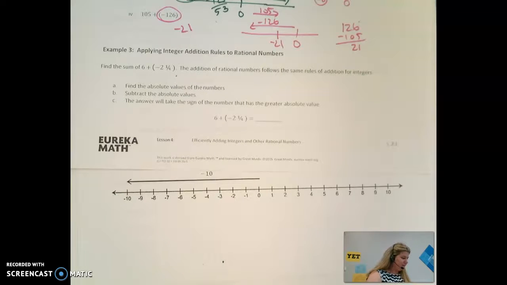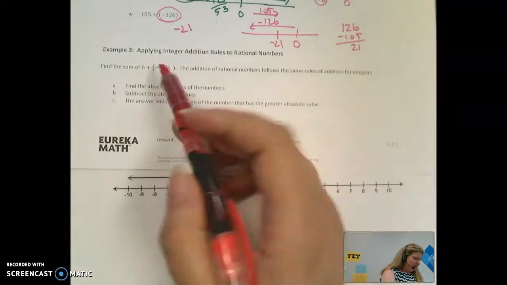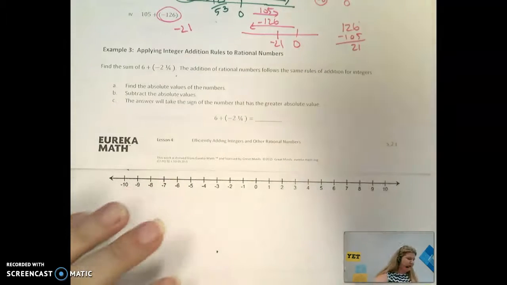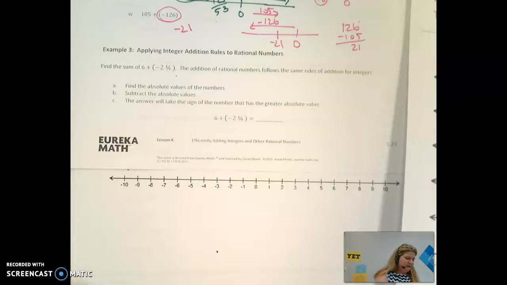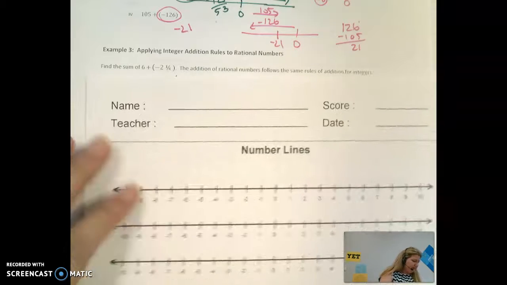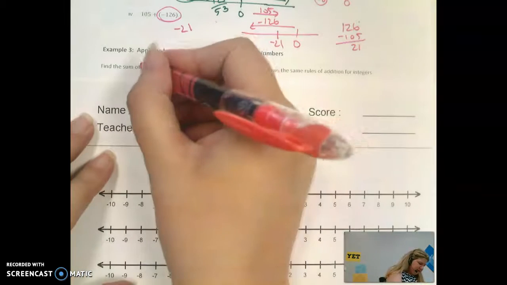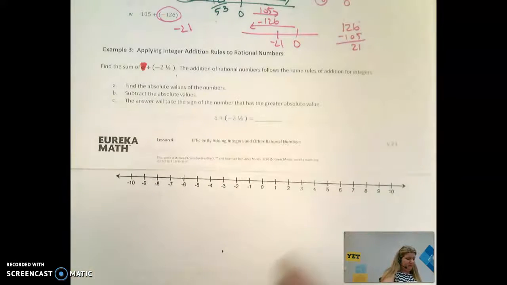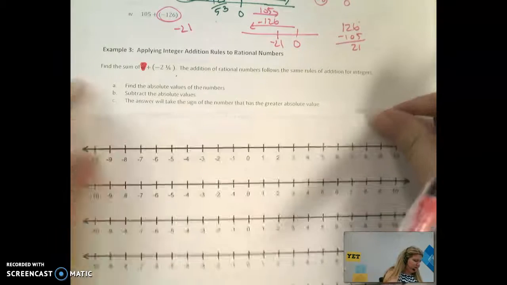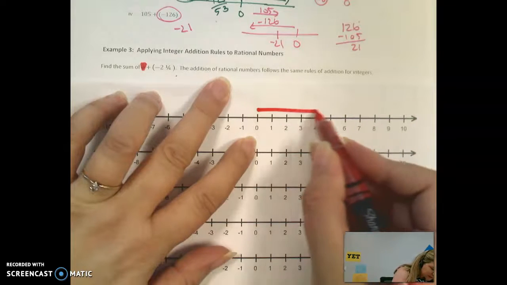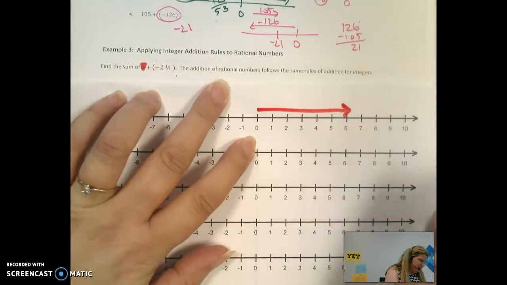So, part 3 of this lesson, applying integer addition rules to rational numbers. Of course, a rational number is any number that we can write as a ratio. Here we go. So this says 6. I've got a big number line here. I'll model this on it. Okay, 6. So from 0, I'm going to go right 6.